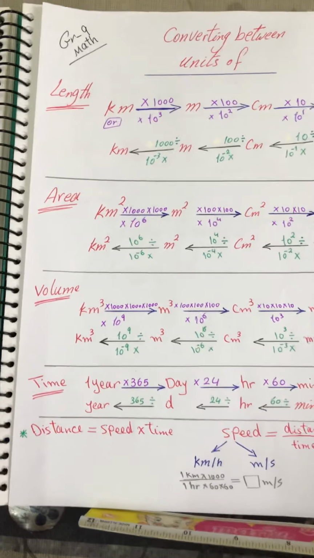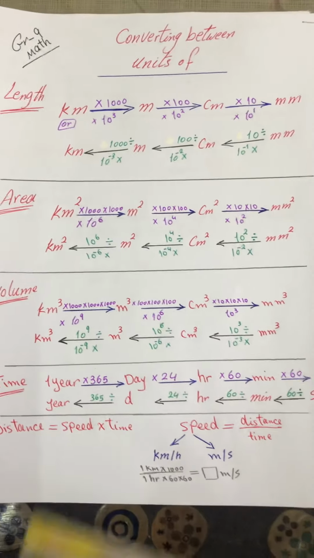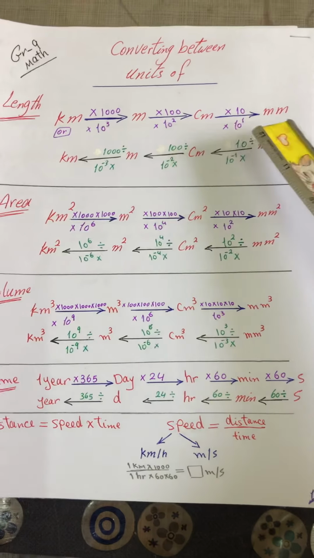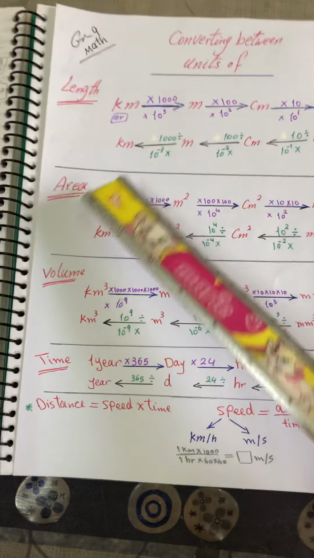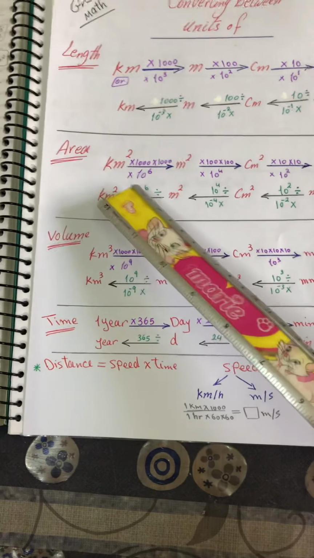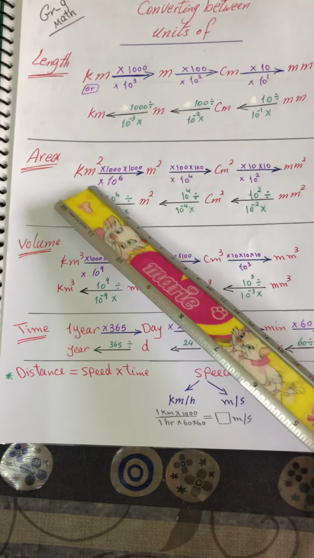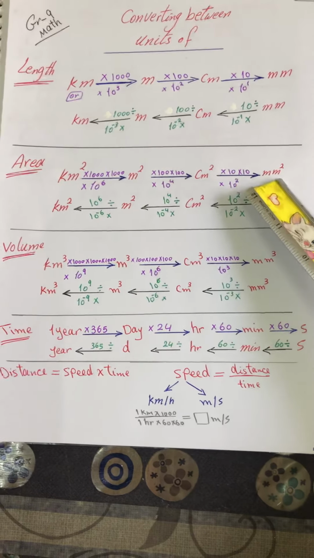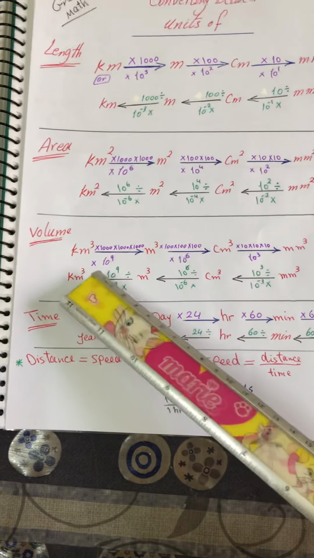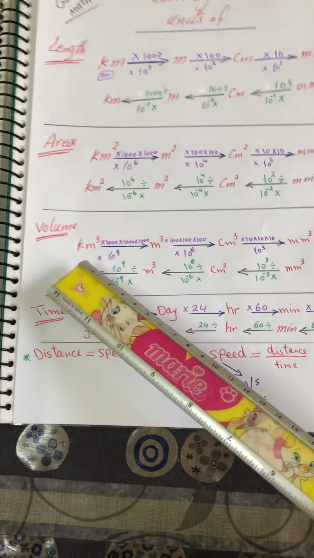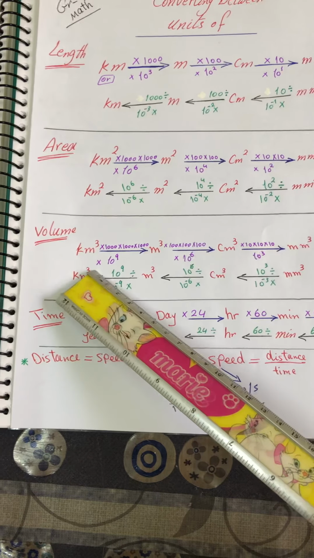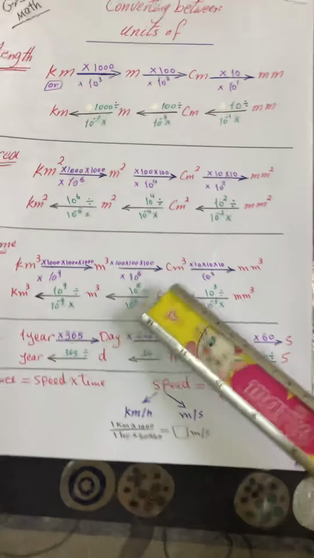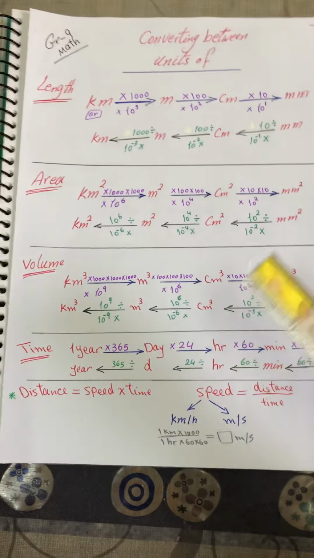The easiest conversion is from kilometer to meter, from meter to centimeter to millimeter, and vice versa. In case of area, how we can convert between kilometer square to meter square to centimeter square to millimeter square, and vice versa. In case of volume, how I can convert between cubic kilometer to cubic meter to cubic centimeter to cubic millimeter.